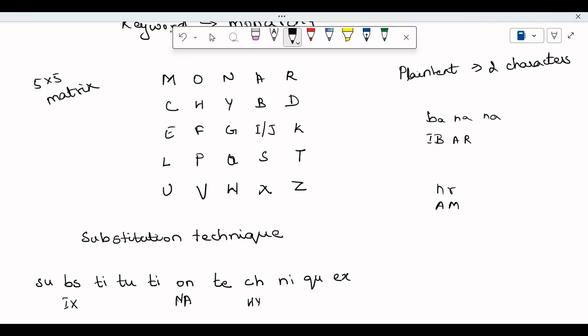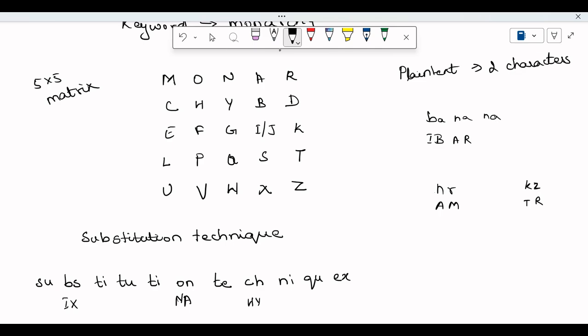Similarly, let us consider the pair KZ. This pair falls in the same column of the matrix. So K is replaced by the letter beneath it, which is T, and Z is replaced with the letter beneath it. Again, consider it as a circular matrix, so it is R. So this is how the encryption takes place.